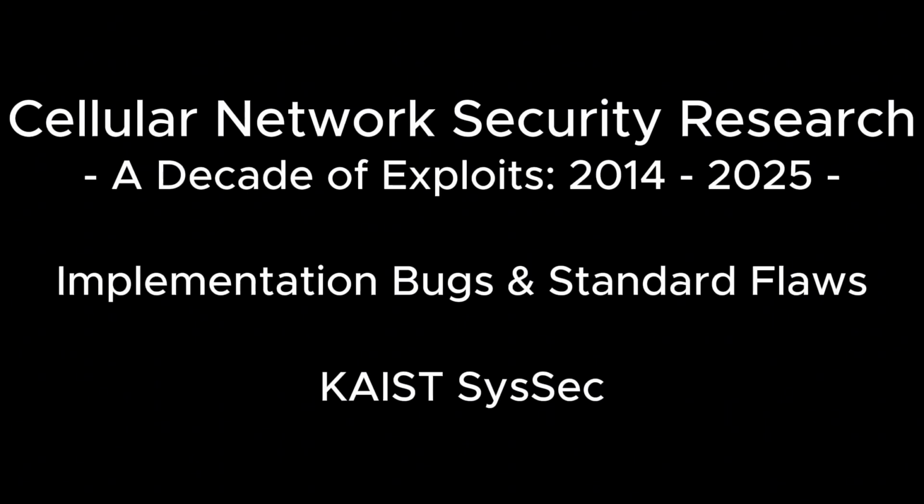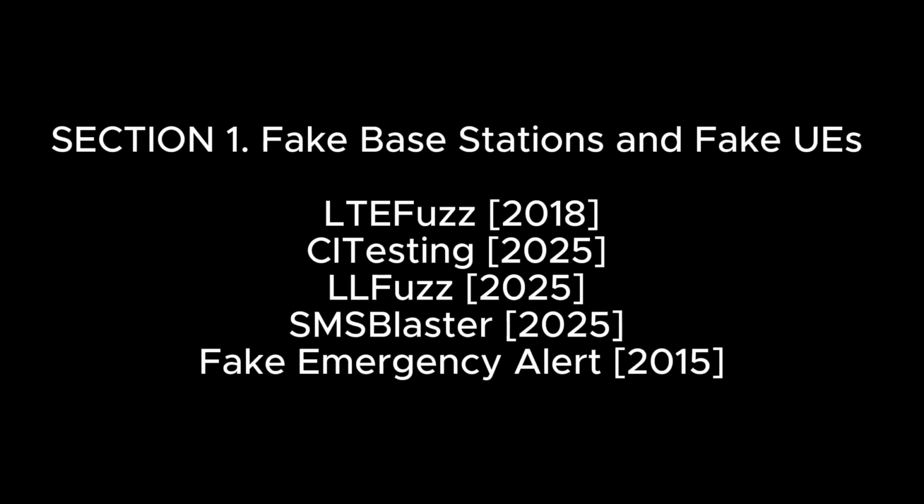This video showcases a comprehensive timeline of cellular security research conducted by the KAIST Systems Security Lab. From 2014 to 2025, we have consistently uncovered critical vulnerabilities in cellular implementations and specifications, shaping a more secure future for cellular communication. We begin Section 1 with attacks using fake base stations and fake UEs.